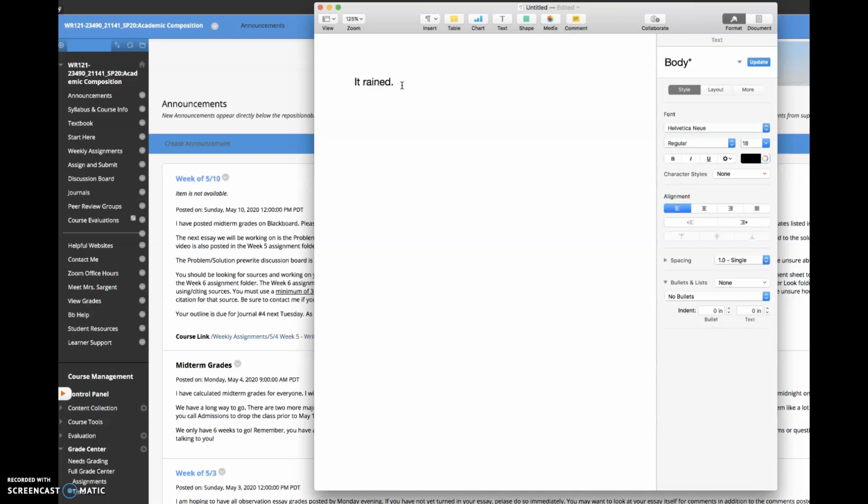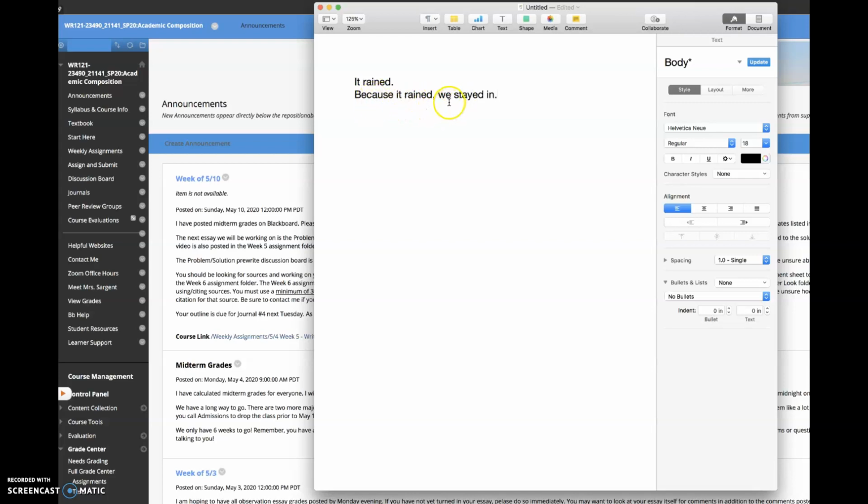If I have a sentence like this, is this a sentence? No, it's not. I still have a subject and a verb, but it doesn't express a complete thought because it rained. Because it rained what? So this is called a dependent clause. It depends on something else to make it complete. Because it rained, we stayed in. Now I have a complete sentence.